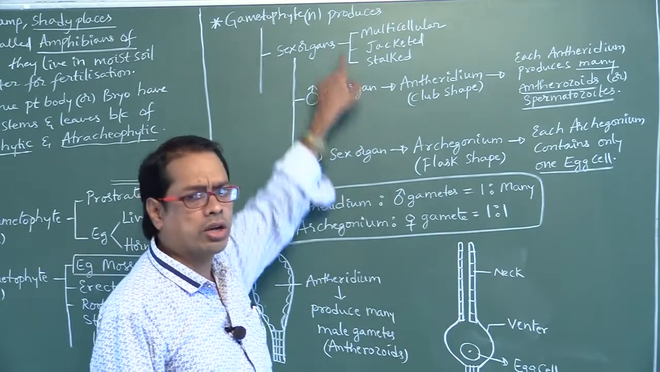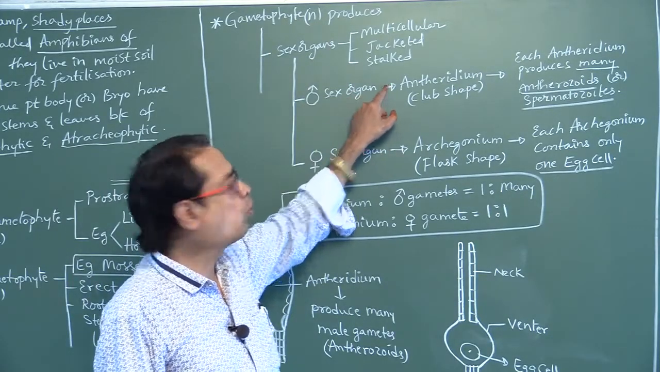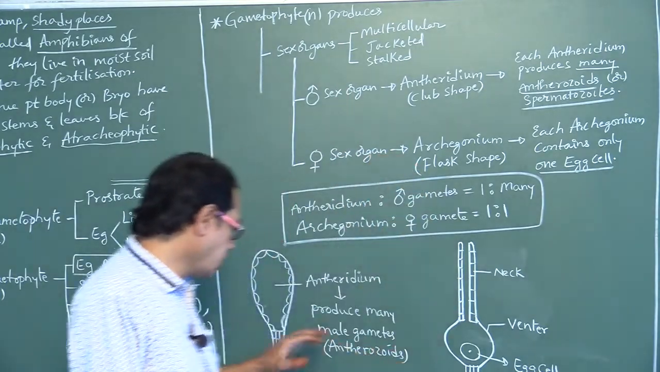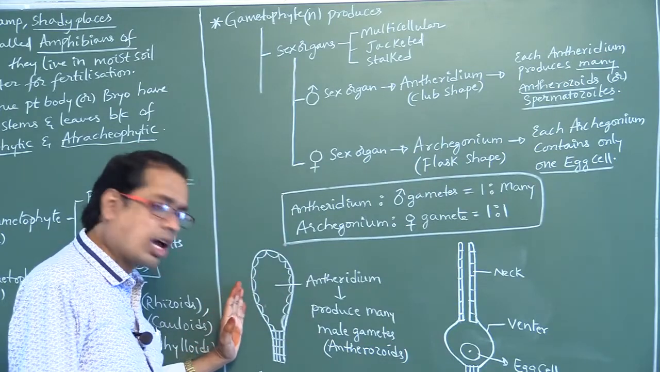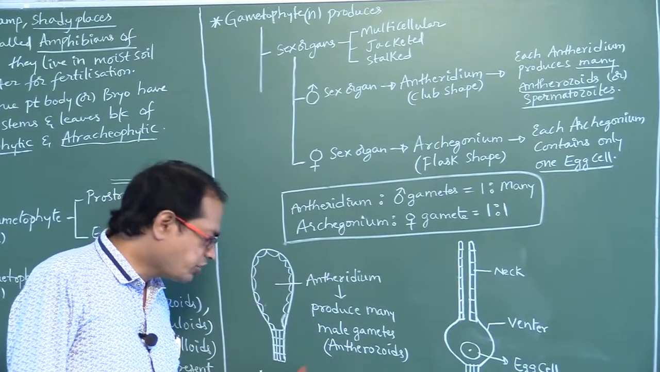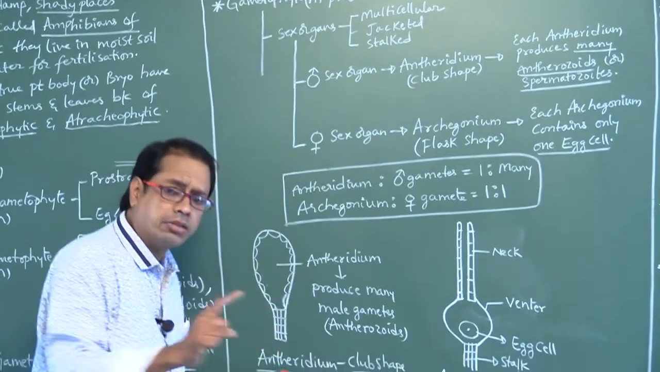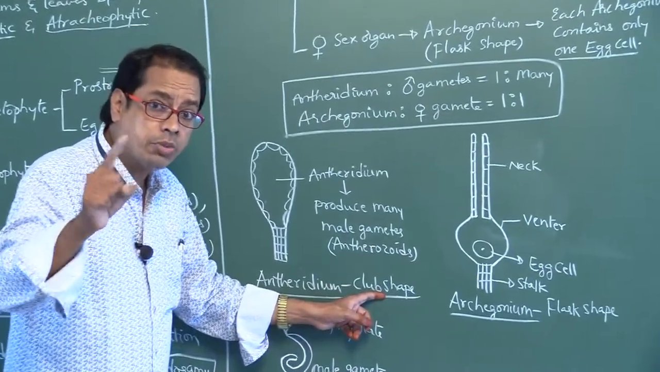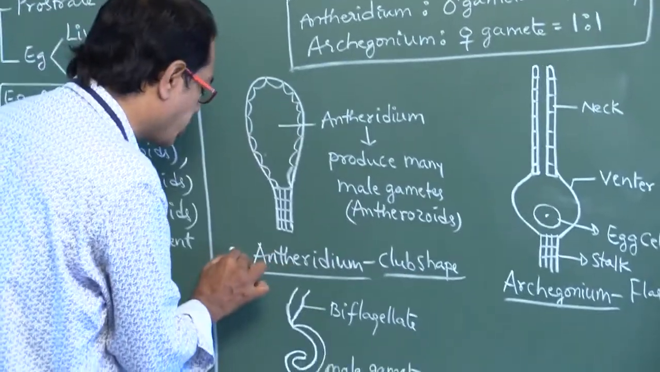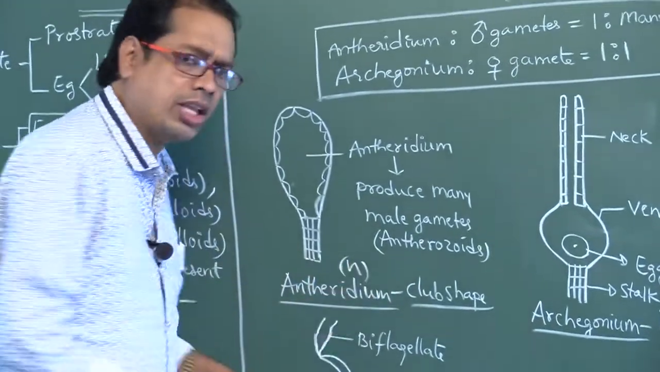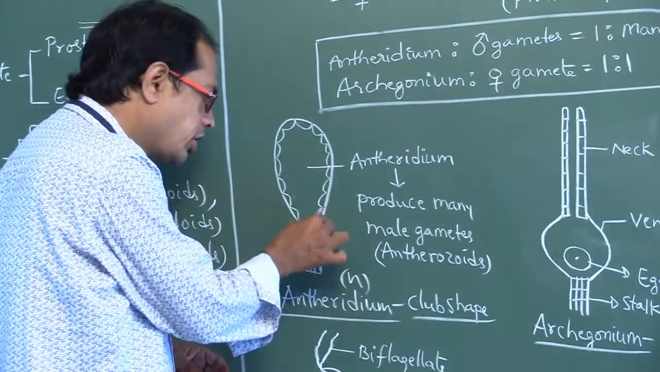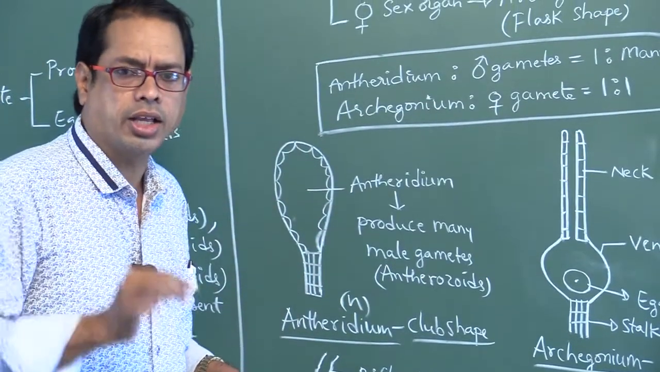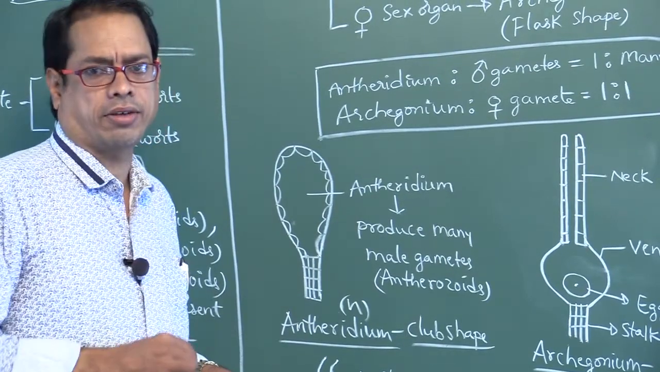What is the male sex organ in Bryophyta? Antheridium. What is the female sex organ in Bryophyta? Archegonium. Let us see this diagram. This is the Antheridium diagram, which is club shaped. The Antheridium is haploid in nature. This is the jacket layer. Sex organs are covered by a jacket layer. Jacket means covering layer.